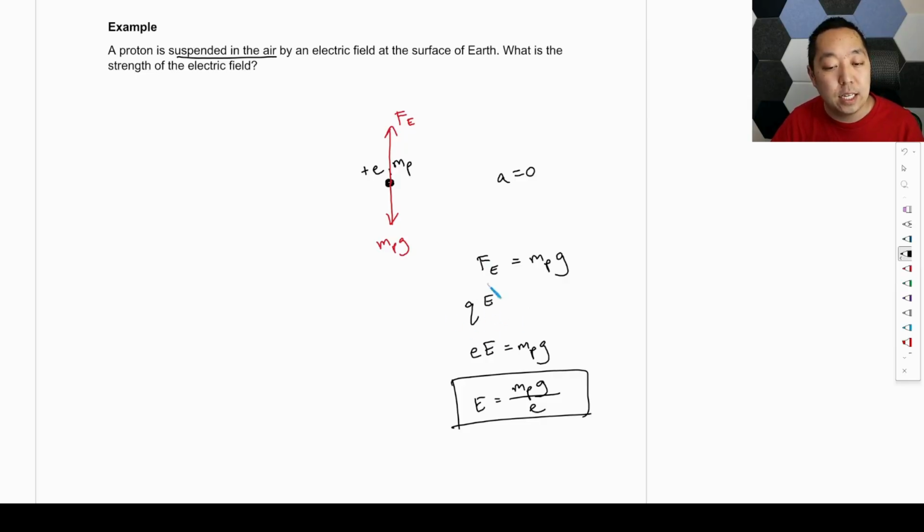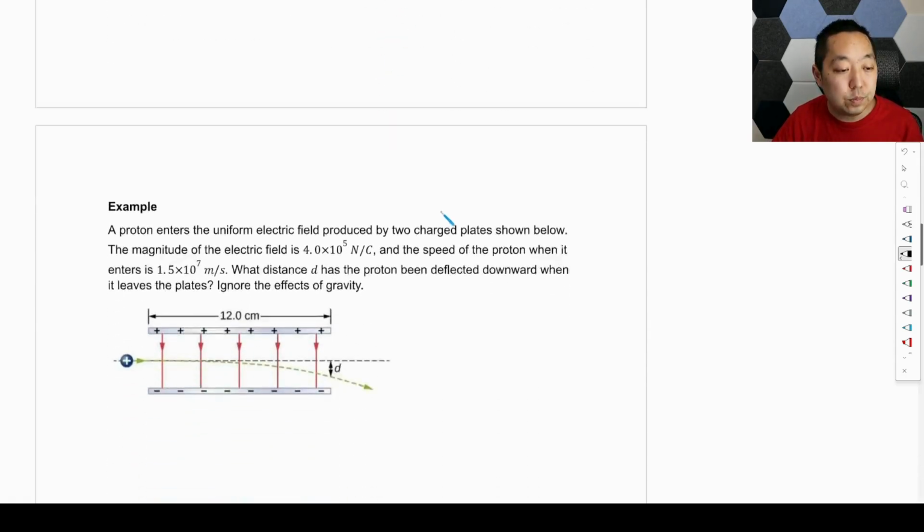So that's kind of the idea. The force is related to, you take the charge of what you're interested in, what's being subject to an external electric field, times its charge, that's going to give you the force.